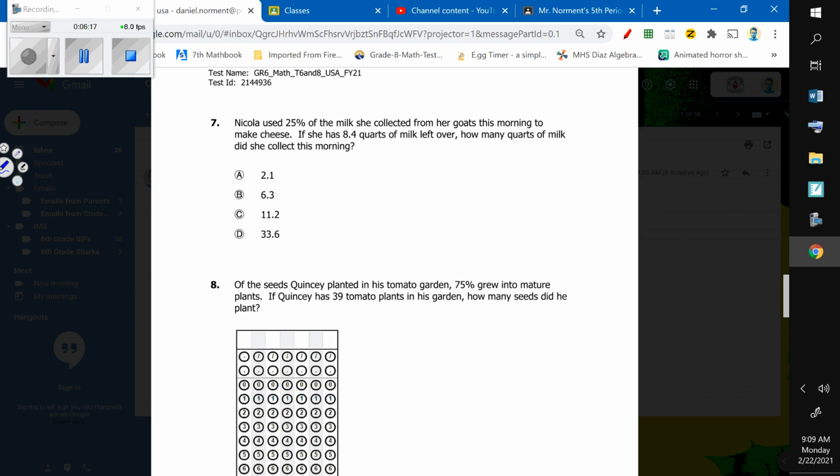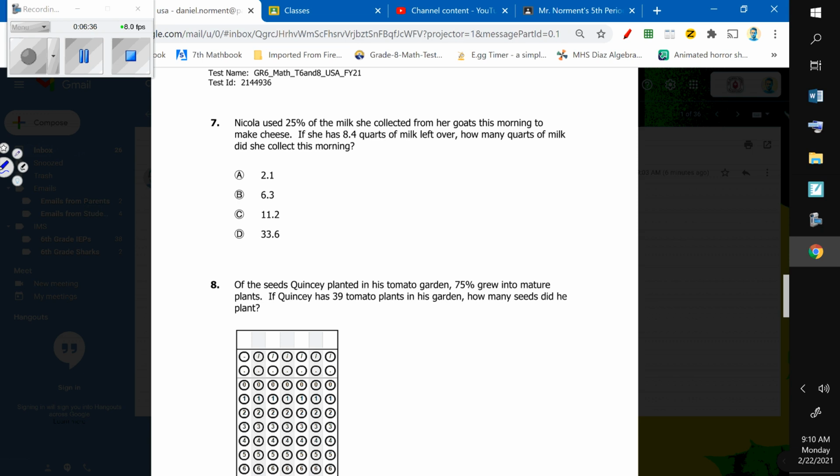Number 7: 25% of the milk she collected, she used. She has that many left over. So how many quarts did she collect? Now, this is an interesting question. Oh, this is actually hard for me. I've got to think backwards.